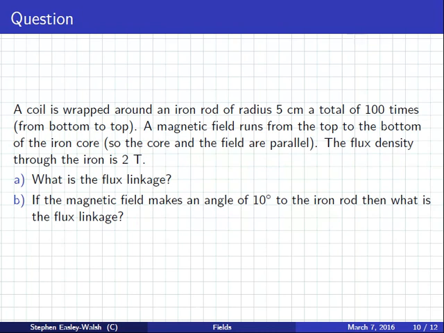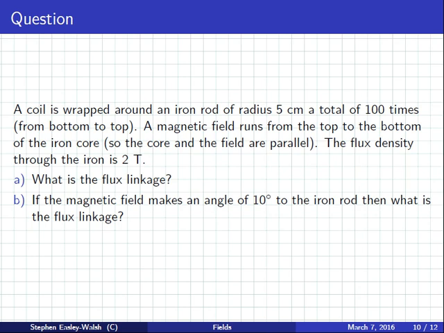A coil is wrapped around an iron rod of radius 5 centimeters, a total of 100 times from bottom to top. So if you look at me, please, you have a piece of iron and you wrap around it a coil 100 times. And then you have a magnet that runs from the top to the bottom. And the magnet has a density of 2 Tesla. What is the flux linkage?